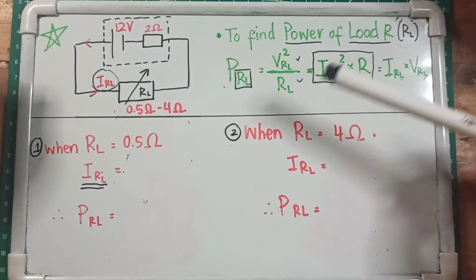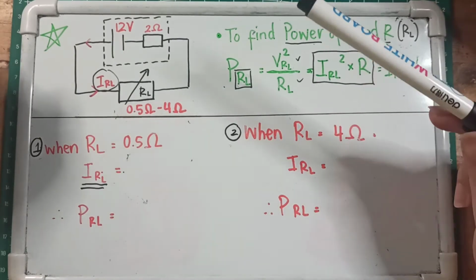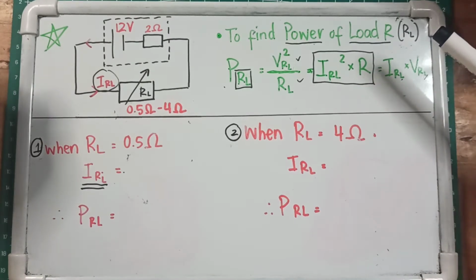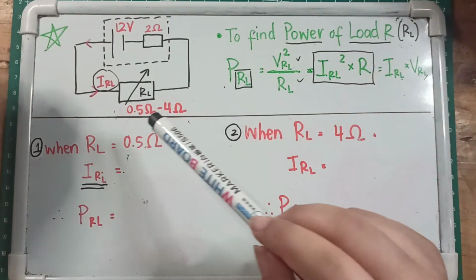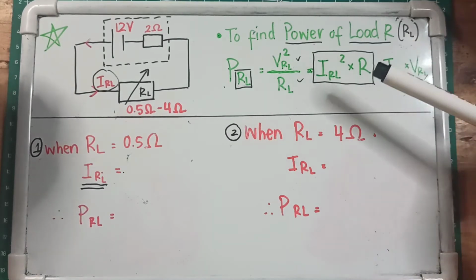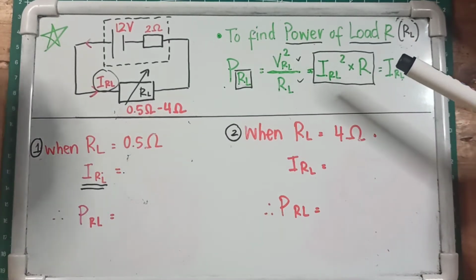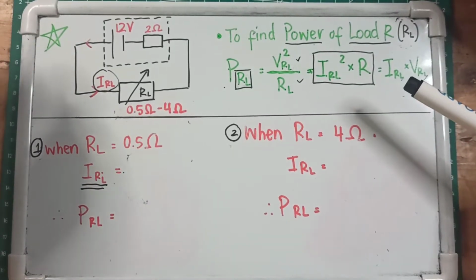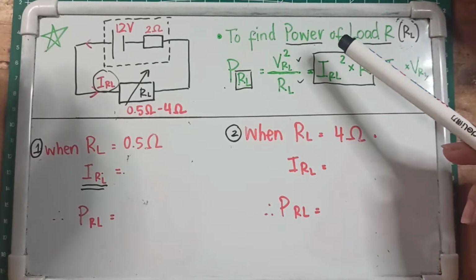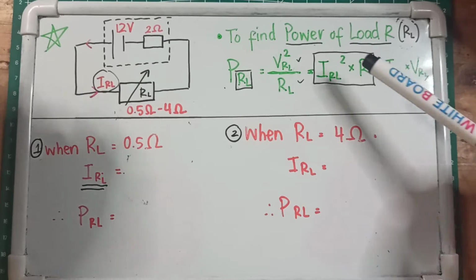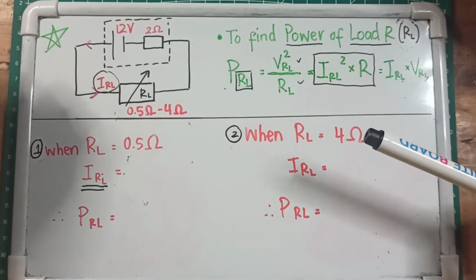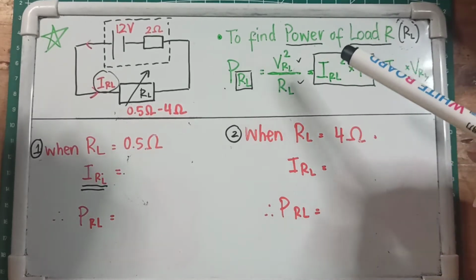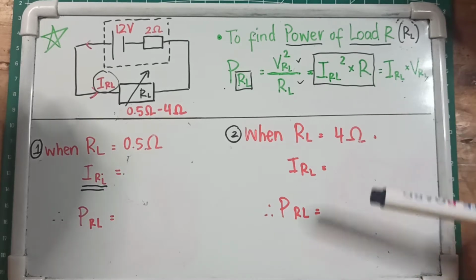And the question is asking which graph shows the power P dissipated in the load resistor as the resistance is varied from 0.5 to 4. Because the question is specific to finding the power of the load resistance, we need to find the values that we need to find power. So it's either we find voltage with resistance, which is already given, or we can use current and resistance, which is also already given.